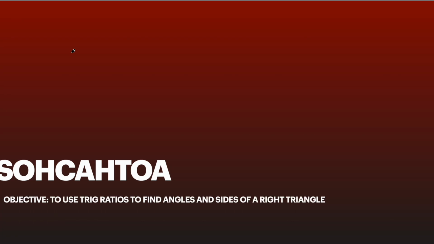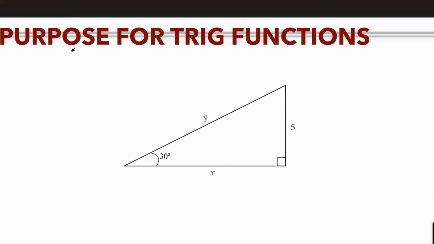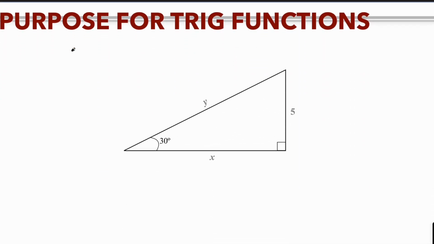In this video, we are going to discuss what Sohcahtoa is and how we are going to use trig ratios to find angles and sides of a right triangle. Now, the purpose of trig functions is when we do not have enough information to be able to solve for a side of a triangle.